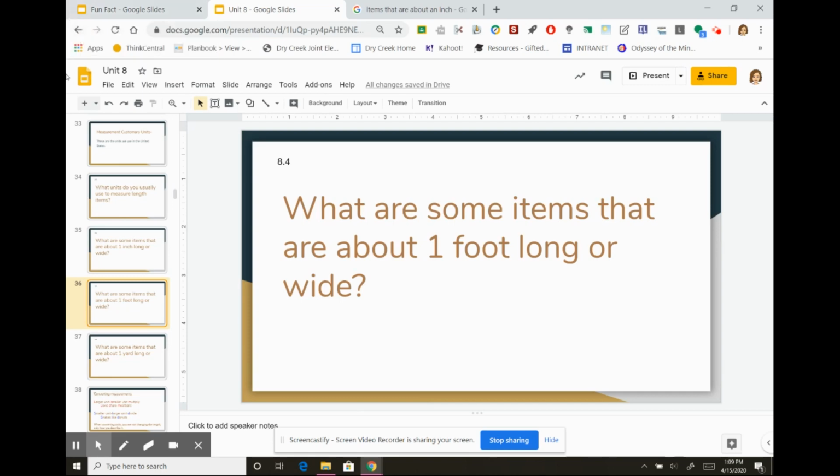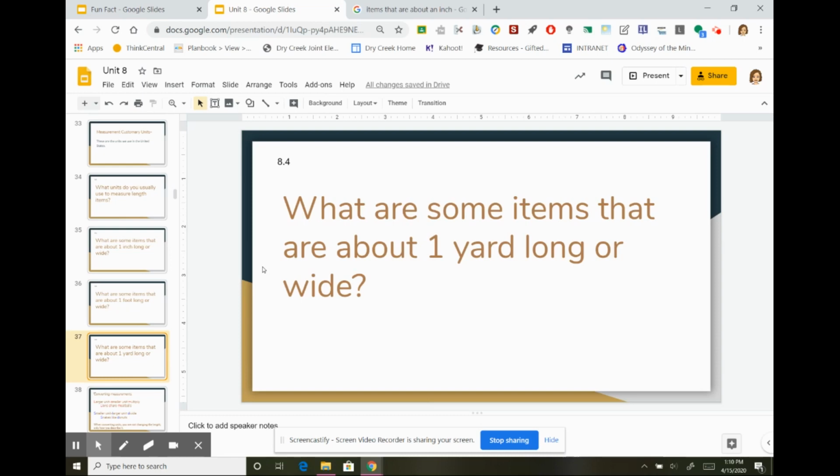Kind of interesting. Okay, so a yard. So what are some items in your house that are about 1 yard long or wide? A yard is 3 rulers or 36 inches. So that's quite a bit.